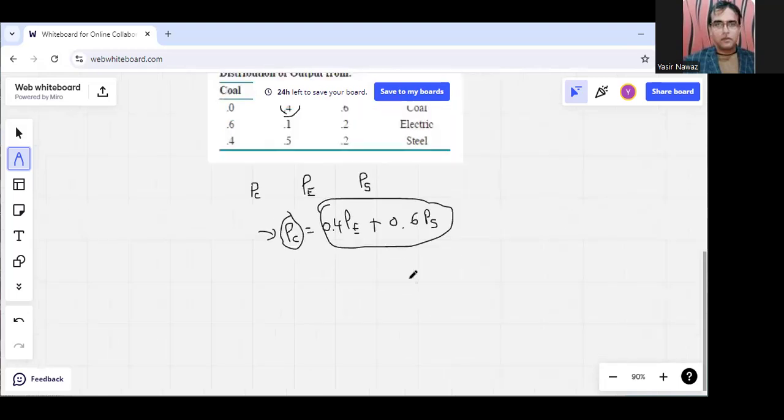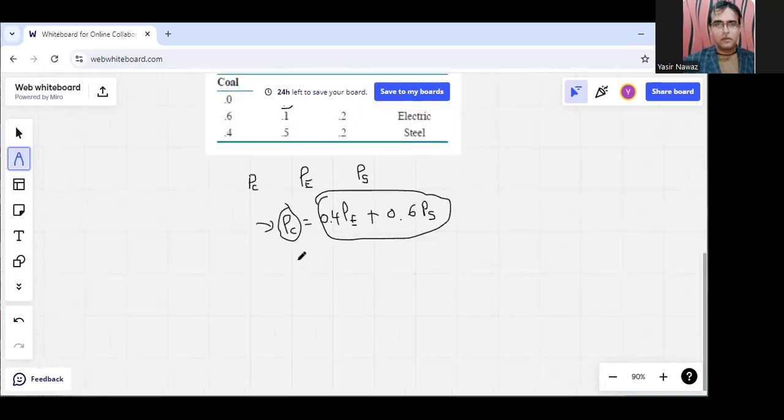Now I just rearrange these. So if I rearrange, that would become minus PC, the output of coal, and then plus 0.4 PE, and then 0.6 PS, and that equals 0.